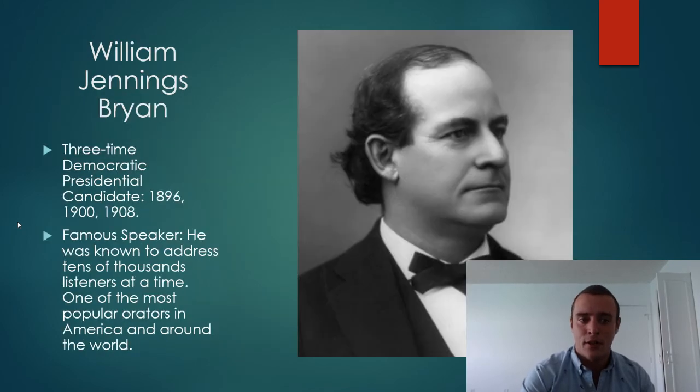The next character is William Jennings Bryan. He was a three-time Democratic presidential candidate, in 1896, 1900, and 1908. He never won; he was never the president. He was probably the most famous speaker and orator of the time. He was known to address tens of thousands of listeners, and he traveled the world giving speeches. He had friendships with world leaders and prominent figures around the world who recognized his genius.